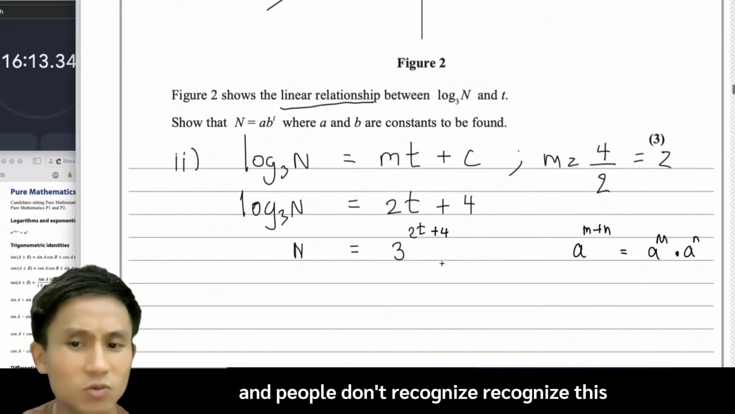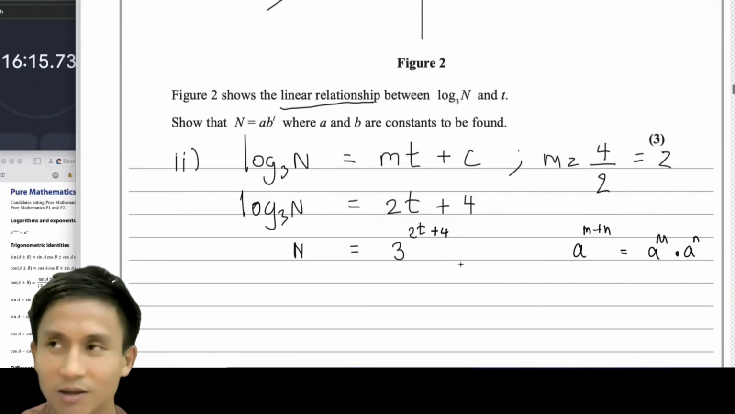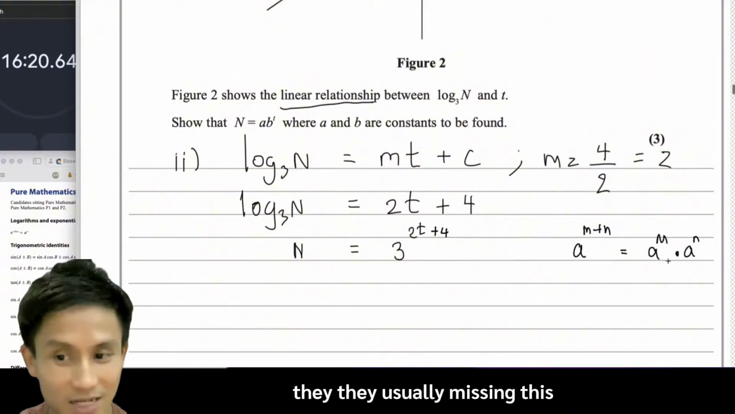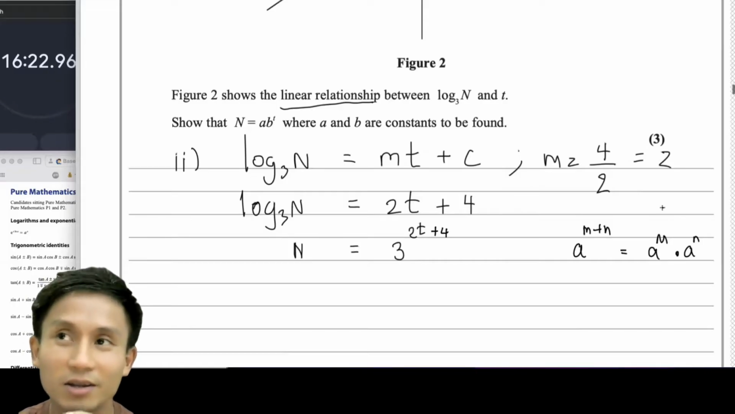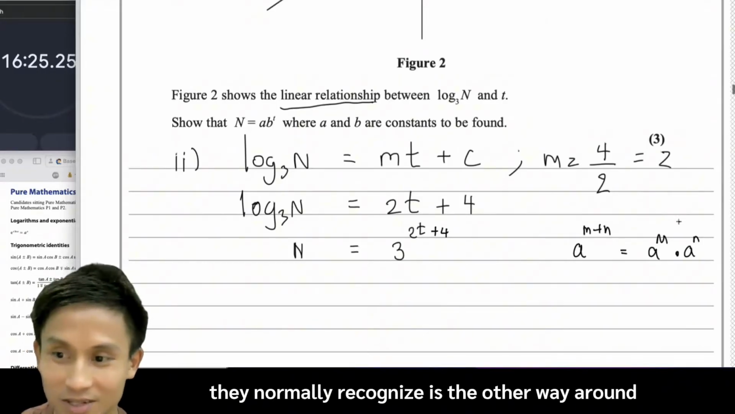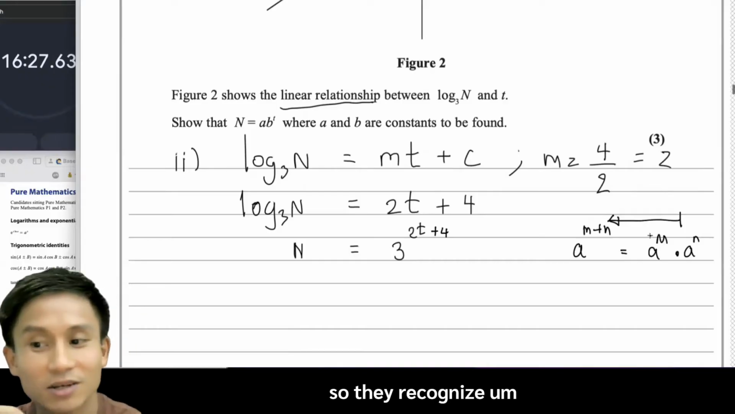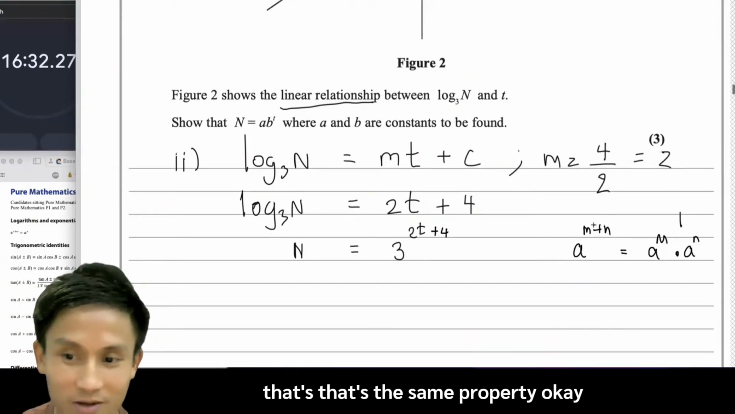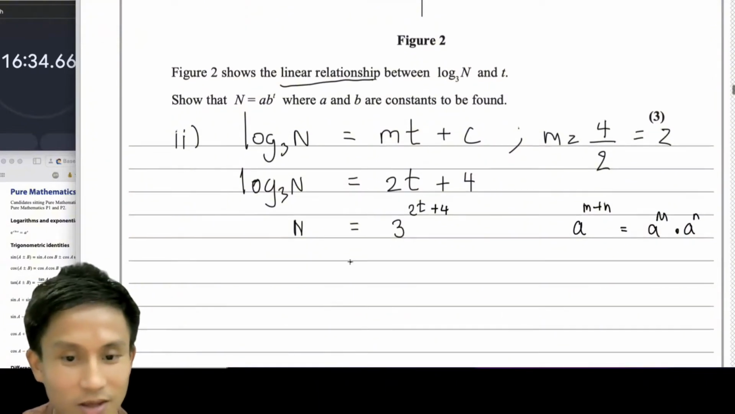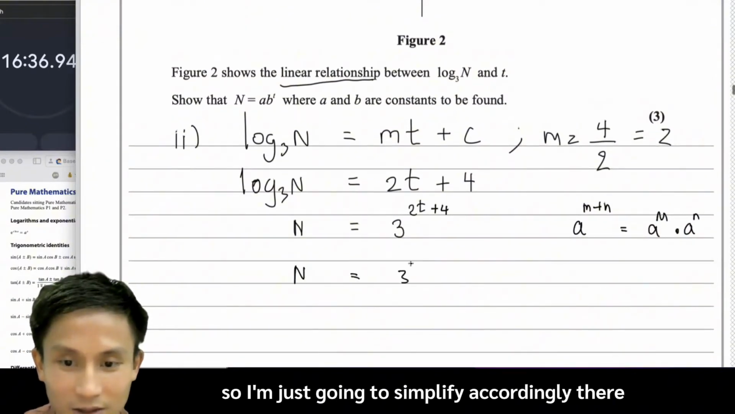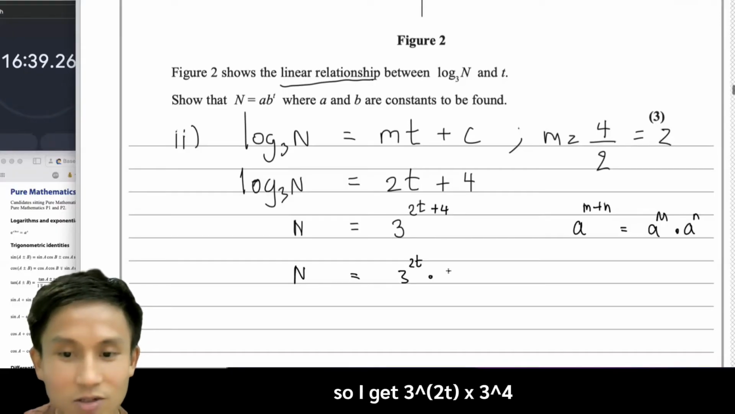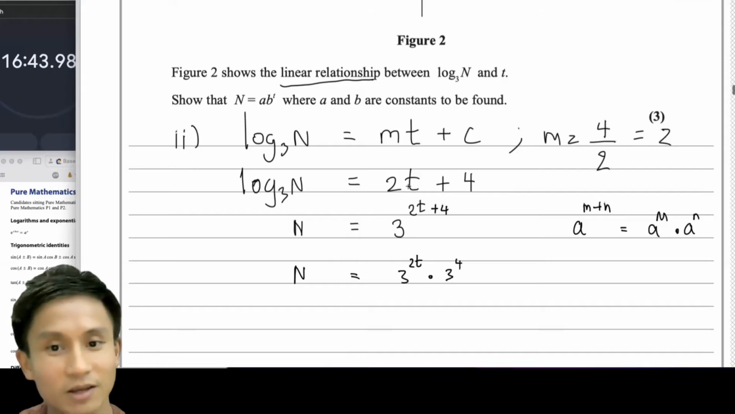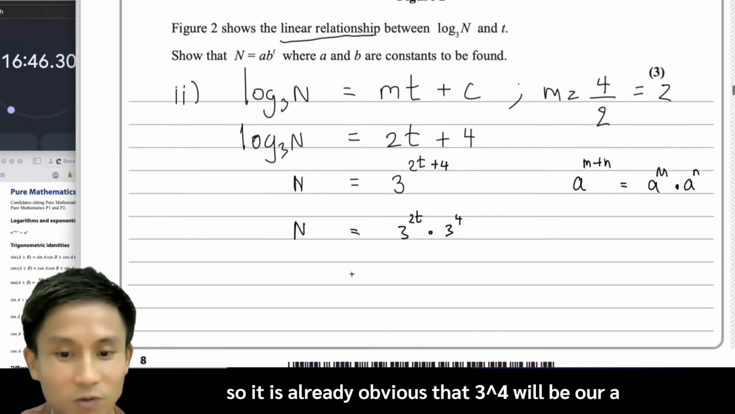And people don't recognize that very often. They usually miss this. They forgot, because what they normally recognize is the other way around. So they recognize from the right hand to the left hand, right? That's the same property, okay? So this is important. So I'm just going to simplify accordingly there. So I get 3 to the 2t times 3 to the 4. So it is already obvious that 3 to the 4 will be our a.